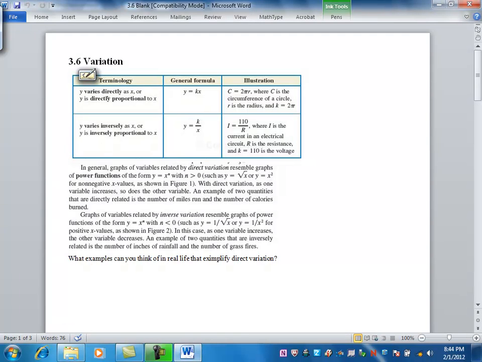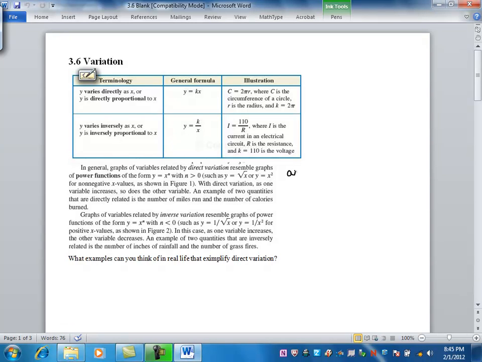If we see the words y varies directly as x, when you see the word varies, you're always writing an equal k, and then since it's directly as x, we're multiplying. If it's y varying inversely or inversely proportional, we can divide by, and we want to divide by x here. In general, graphs of variables related by direct variation resemble graphs of power functions. With direct variation, as one variable increases, so does another variable.